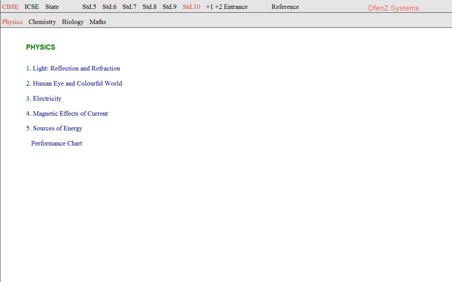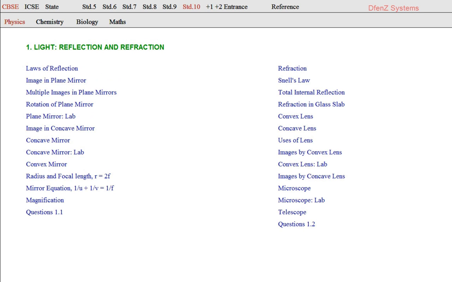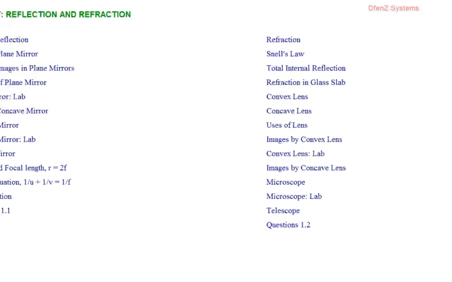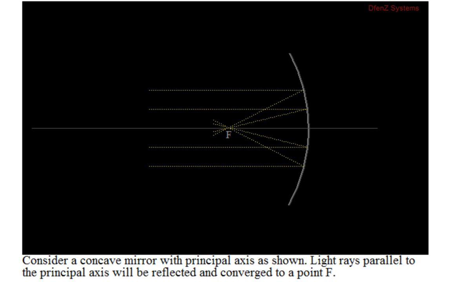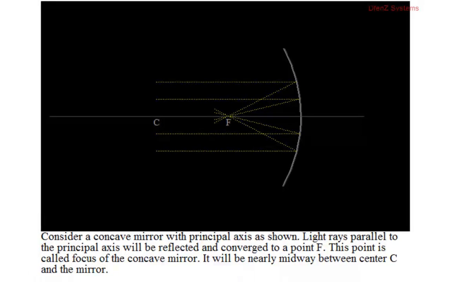Now let us take CBSE Standard 10 Physics, Light. Concave Mirror. Light rays from very far objects come parallel. Concave mirror converges these rays at the focus F. Focus is halfway between the center of curvature C and the mirror.